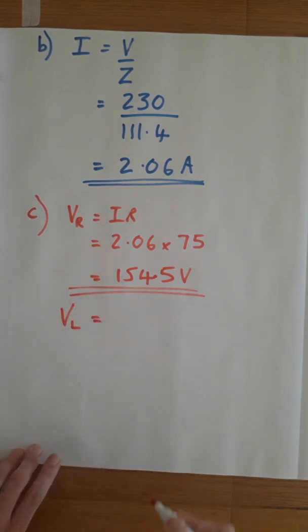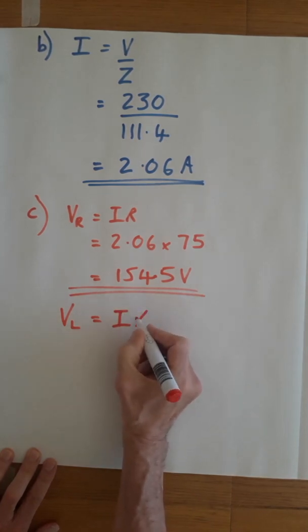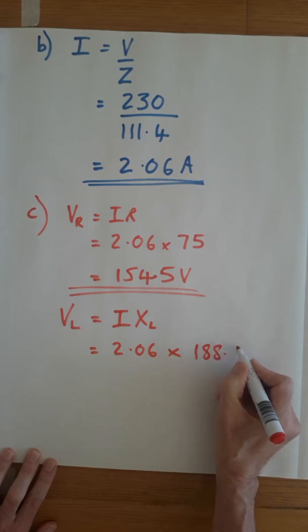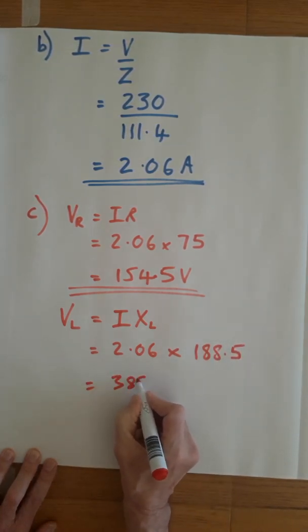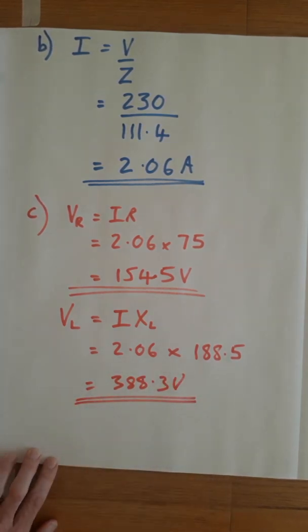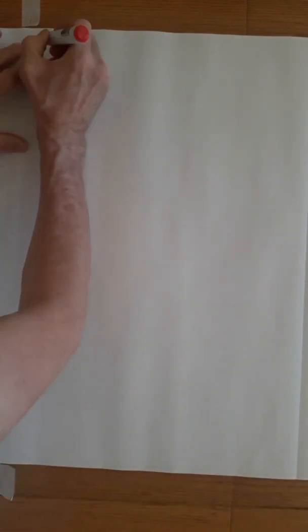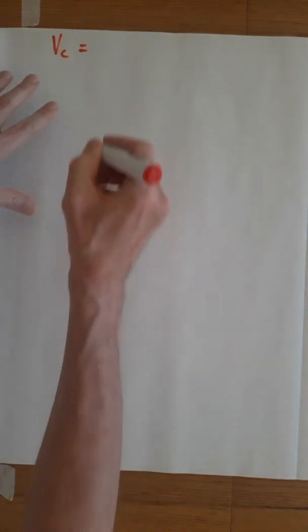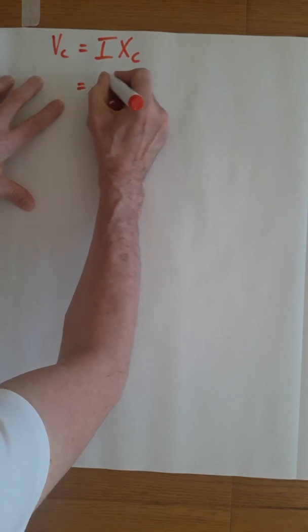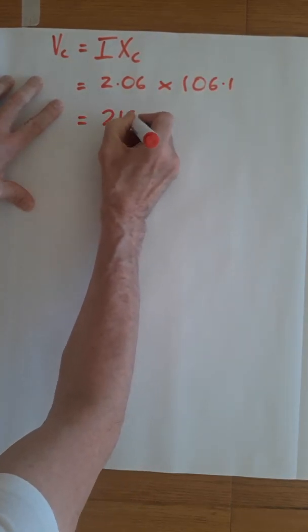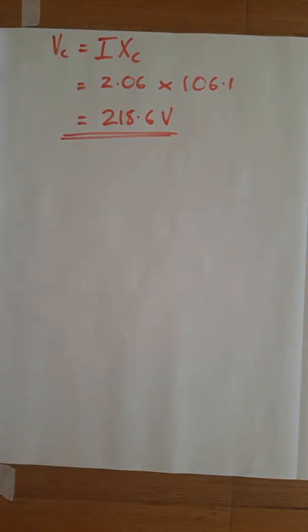Voltage across the inductor. Voltage across the inductor is I times XL, 2.06 times 188.5 equals 388.3 volts. Next bit. Voltage across the capacitor. And we're back to the basic formula, I times XC, put the numbers in, 2.06 times 106.1, and that comes to 218.6 volts. So with all those voltages, we're now in a position to sketch the phasor diagram.